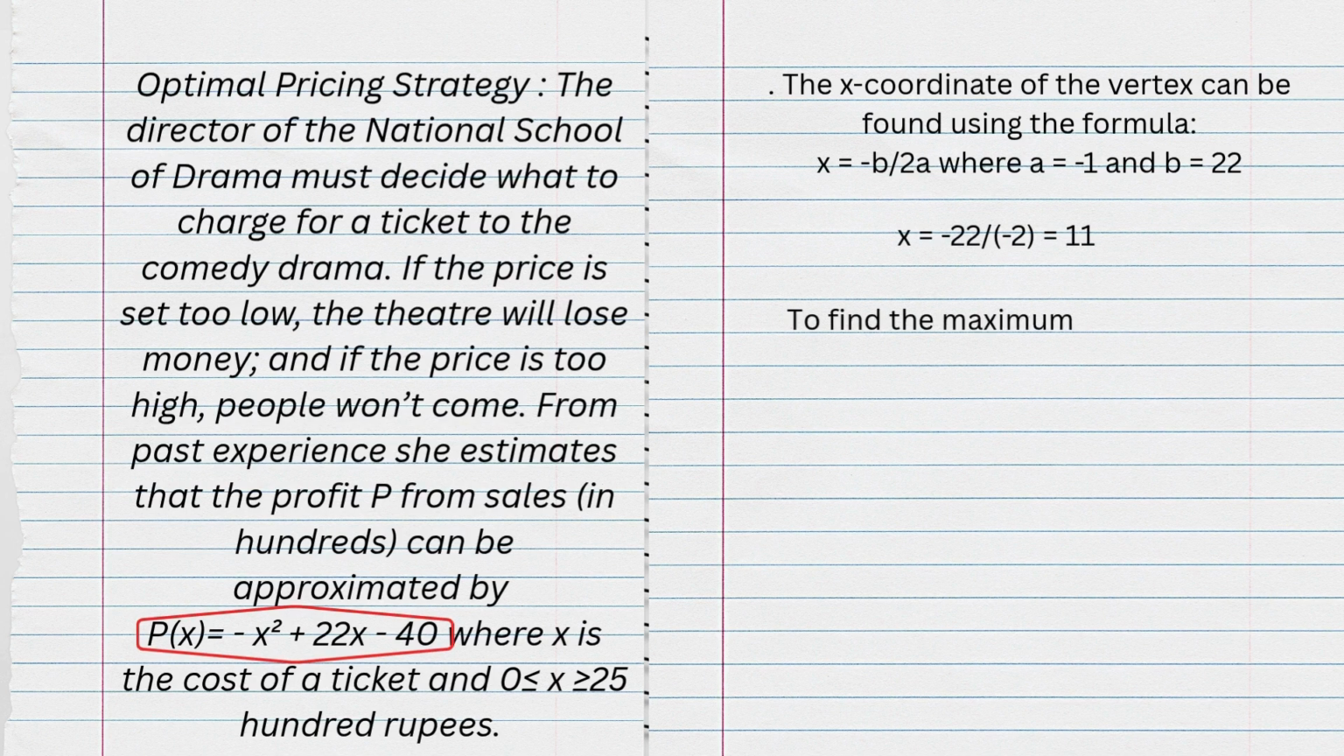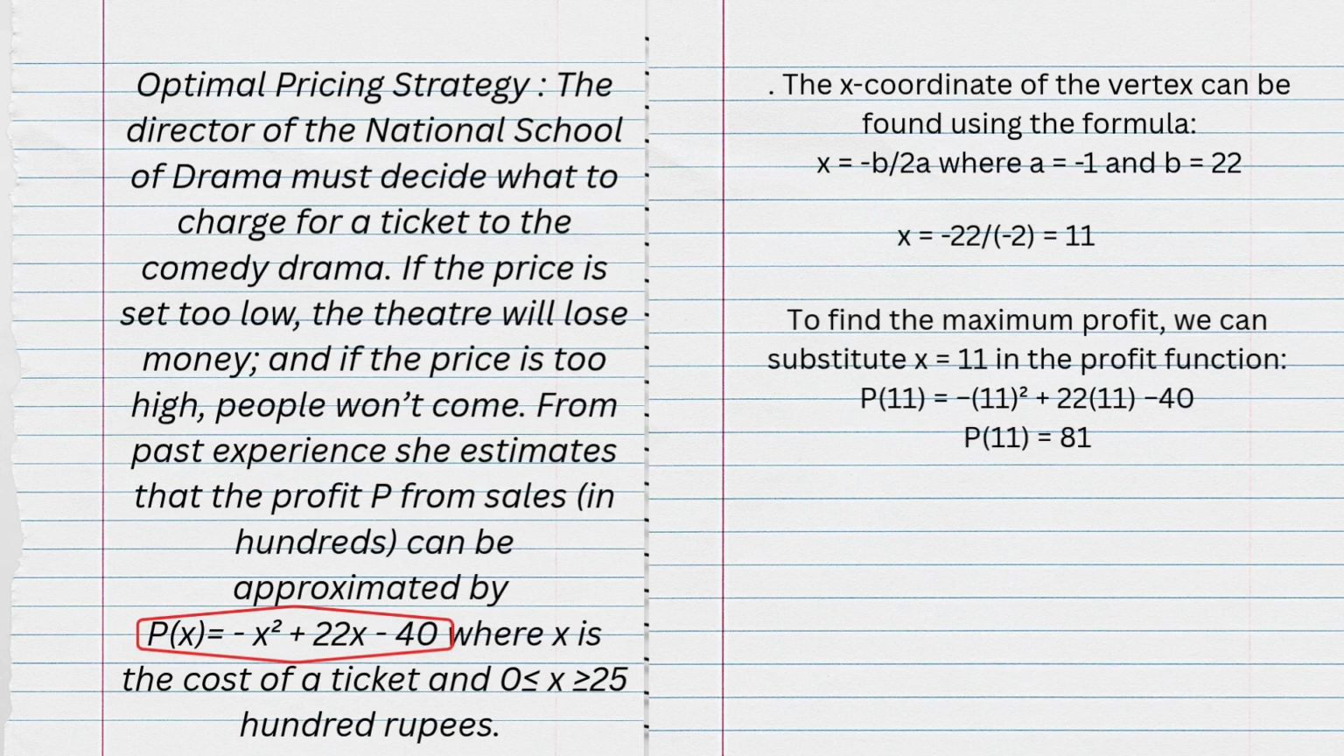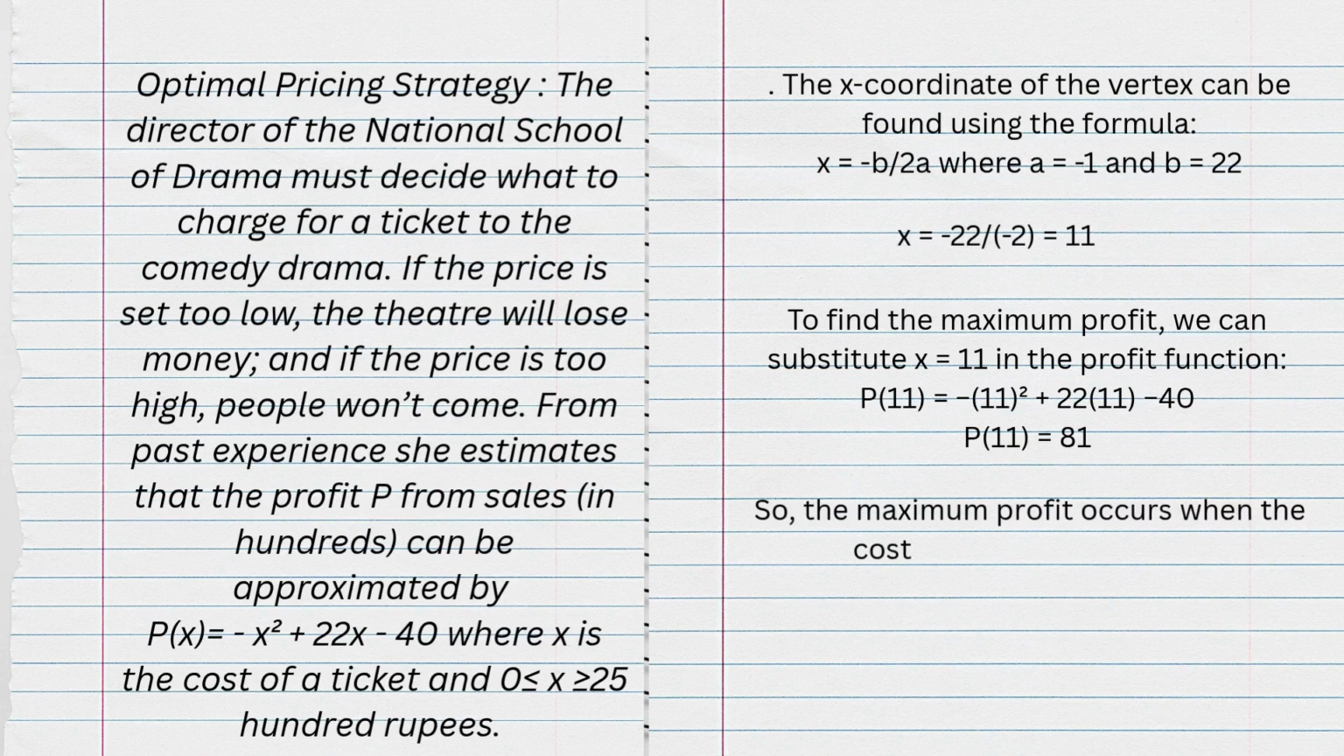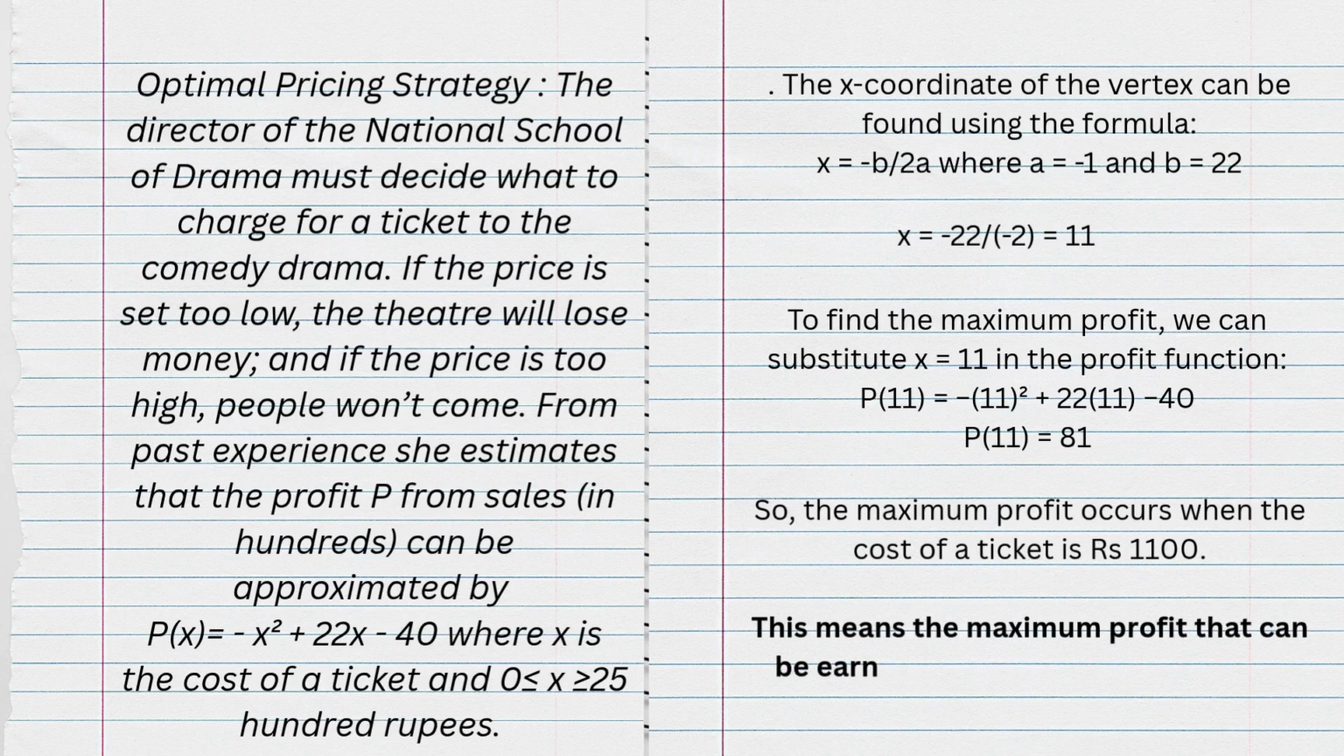Now to find the maximum profit, we can substitute x as 11 in the profit function. That results to give P(11) equals 81. So the maximum profit occurs when the cost of the ticket is 1100. This means the maximum profit that can be earned by the theater is 81,000.